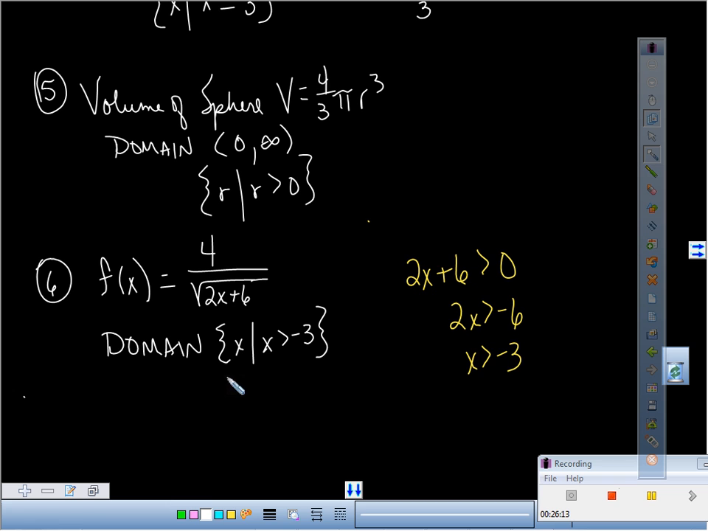And in interval notation, it's going to go from -3, non-inclusive, okay, because you can't have 0 down there, all the way up to infinity. All right? Now, would that look different if I put another x, if I put the radical on the top?